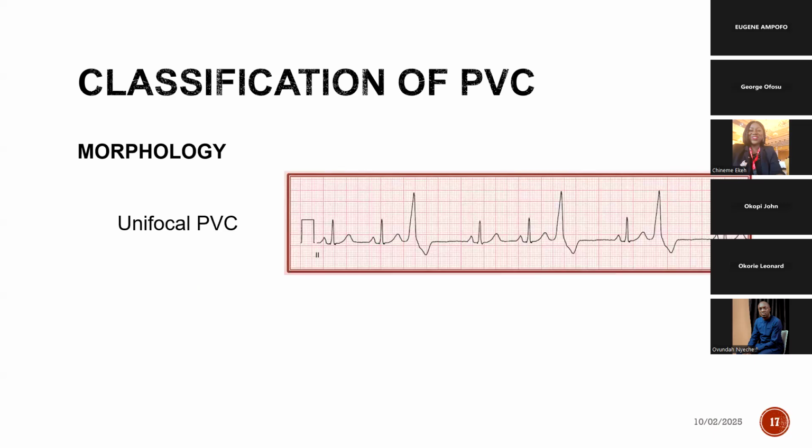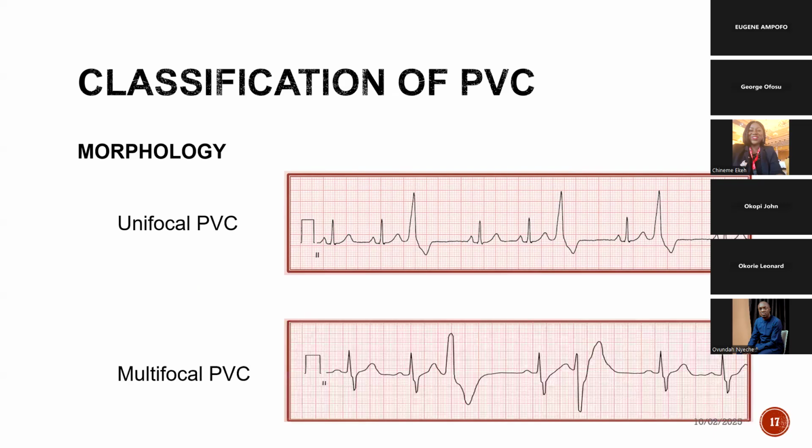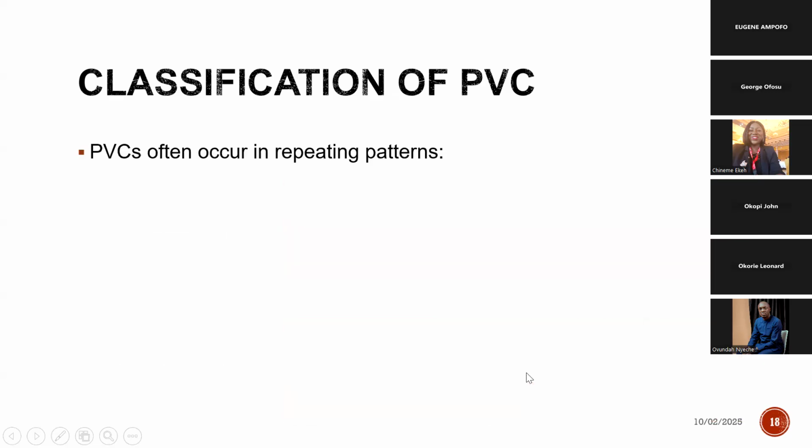The first picture showing is that of a unifocal PVC. You can see 3 PVCs, and all 3 are of the same morphology. The next image is showing multifocal PVCs. We can see one PVC here, which is predominantly positive, and another one, which is predominantly negative. So they are of different morphologies. That's a multifocal PVC.